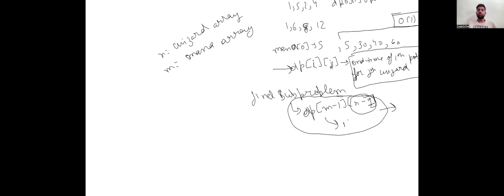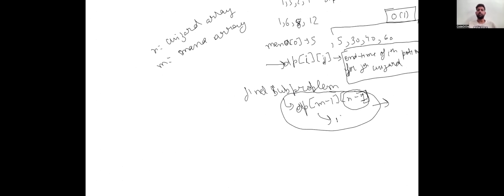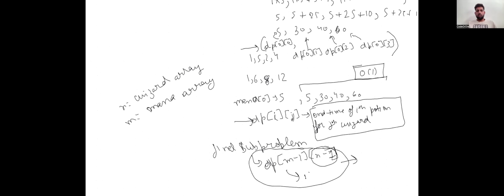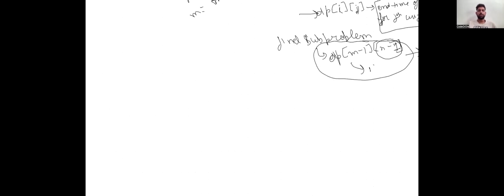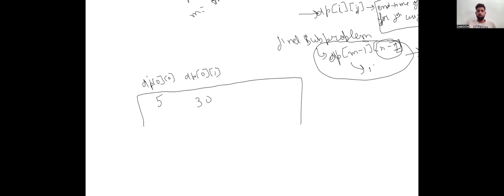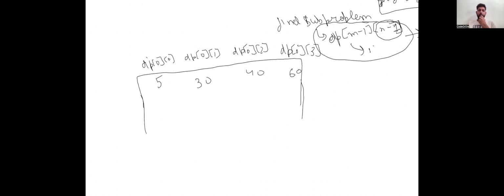Now let's think about how we will approach the problem. I think I have explained most of it. Most of the part is done. Let's think how to approach. For mana 0, we calculated: dp of 0, 0 was 5, dp of 0, 1 was 30, dp of 0, 2 was 40, and dp of 0, 3 was 60. Now we have to calculate dp of 1, 0, 1, 1, 1, 2, and 1, 3. So how can we do it?